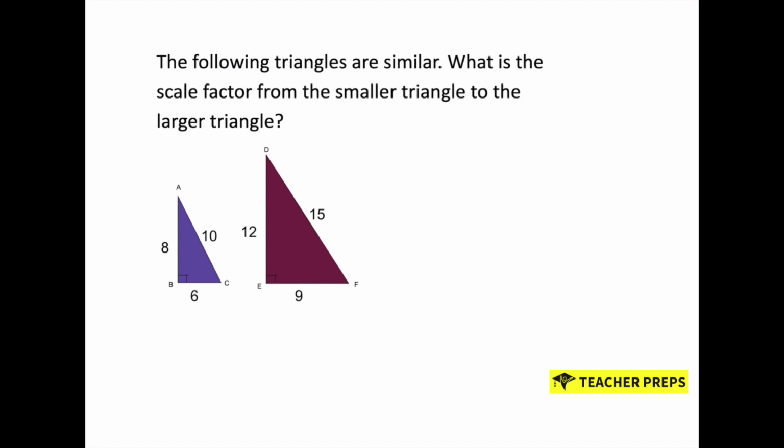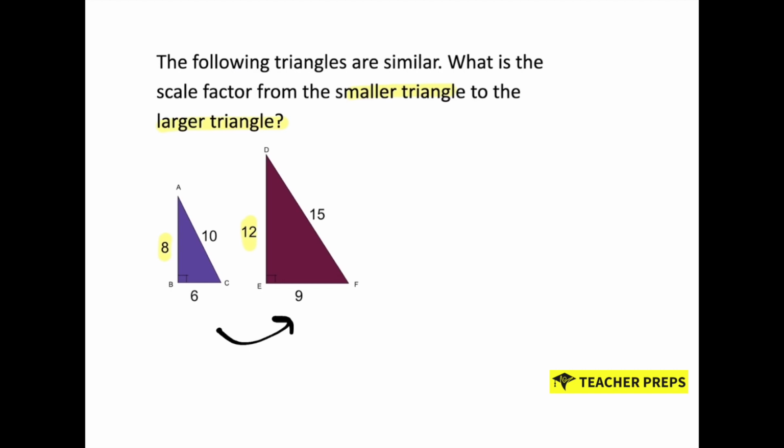Let's go through finding scale factor first. On this question, it says that the following triangles are similar. What is the scale factor from the smaller triangle to the larger? We know that we're going to have an enlargement because our smaller triangle got bigger. The first step is to find your corresponding sides. One set of corresponding sides are 8 and 12. Those two sides match and are in the same spot on the similar shapes.